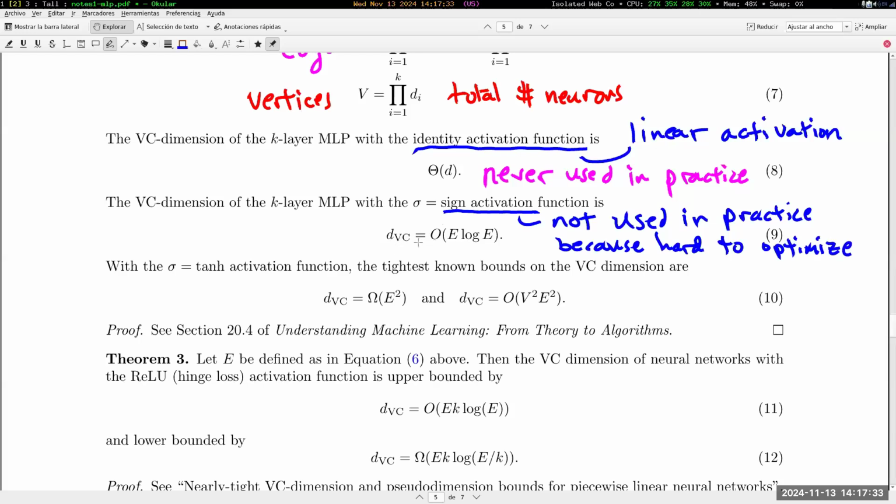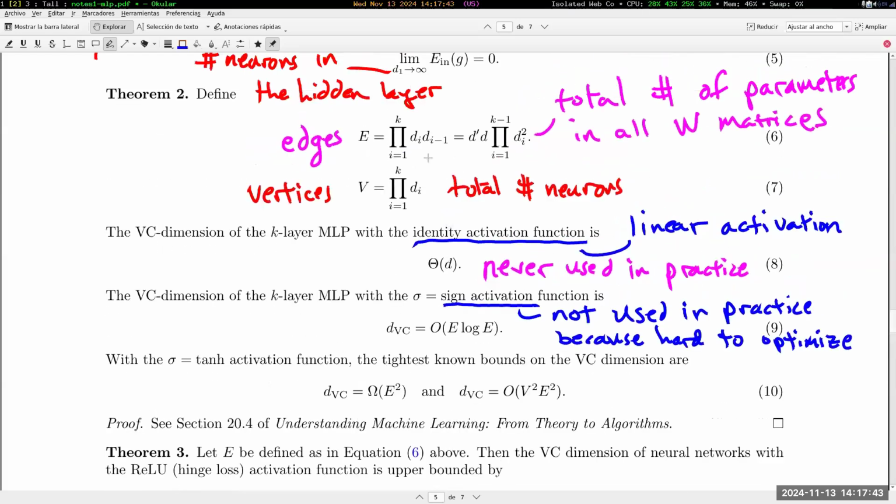And the VC dimension of this sign activation function is essentially the number of parameters of our multi-layer perceptron. It's essentially how many of these individual numbers are in all of these W matrices together. Because again, E is the number of parameters that we have, and our bound is E log E. So the big picture idea here is this is basically the number of parameters.